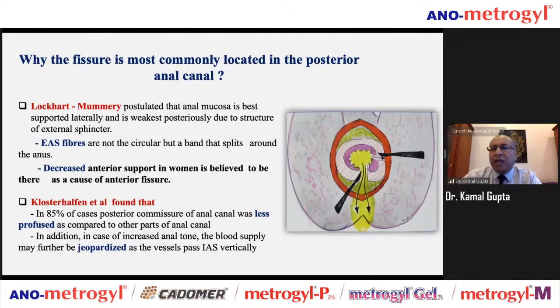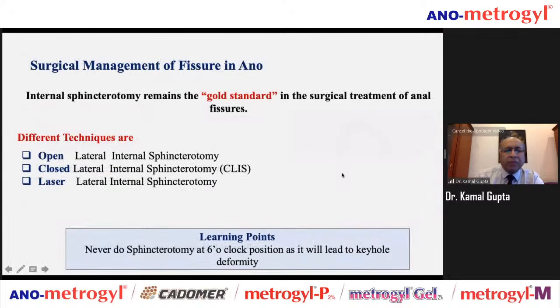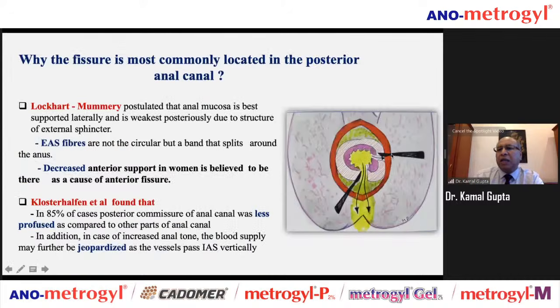Then, why are anterior fissures more common in females? Well, the answer lies over here. See this. Now, laterally on both sides, whether at 3 o'clock or at 9 o'clock, both the sphincters, internal and external, are in close proximity. Whereas both anteriorly and posteriorly, there is loose areolar tissue.